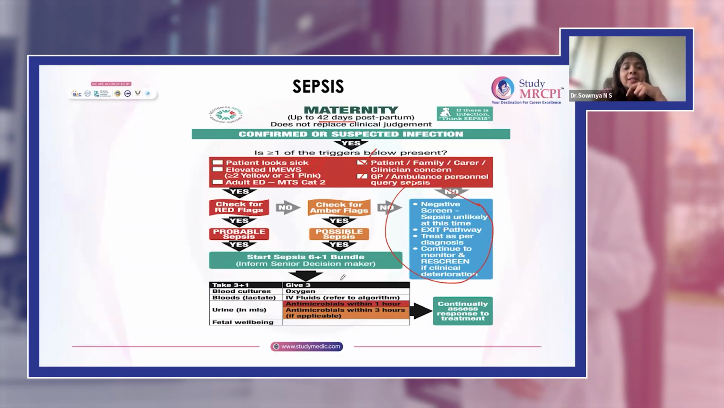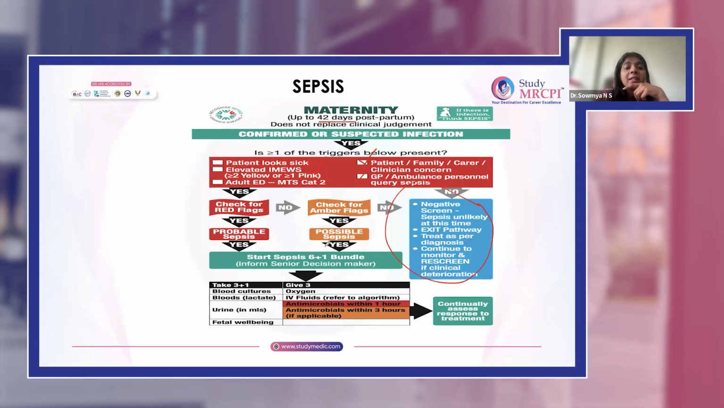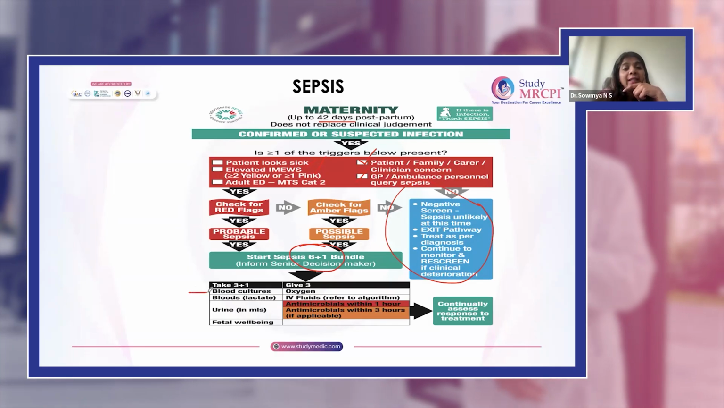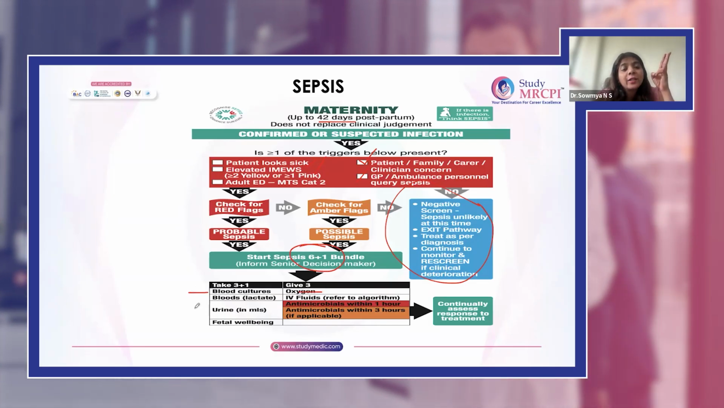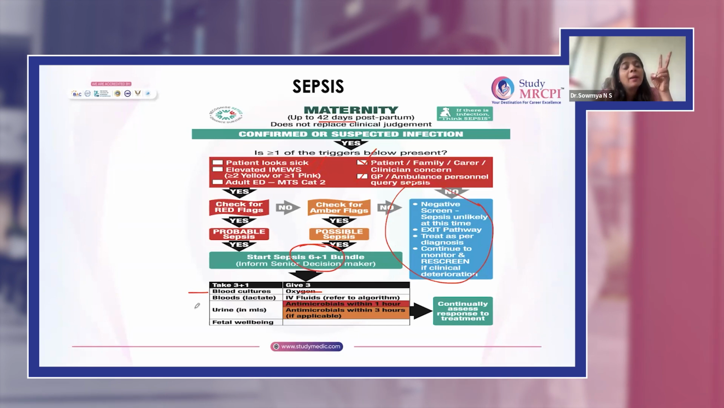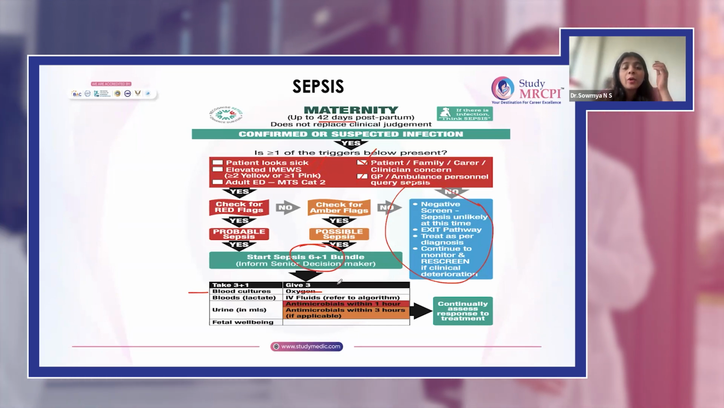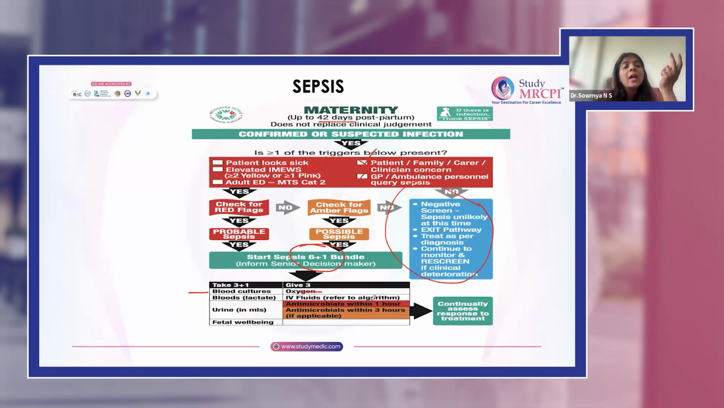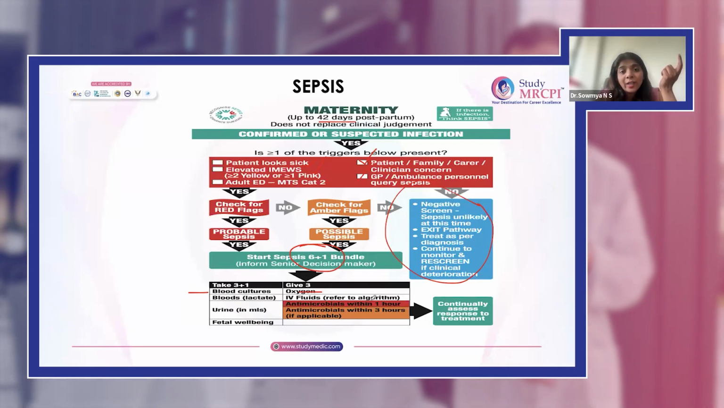If it is sepsis 6, they say sepsis 6 plus 1 bundle. That is, you will take 3 and give 3. What are the 3 things you are taking? Blood cultures, blood lactate, and urine. What are the 3 things you are giving? Oxygen, IV fluids, and antimicrobials within 1 hour.